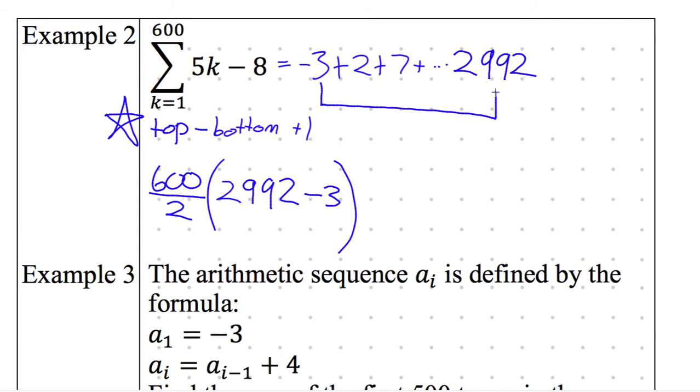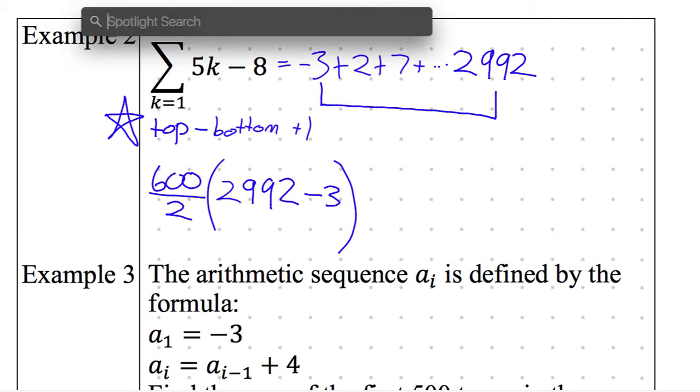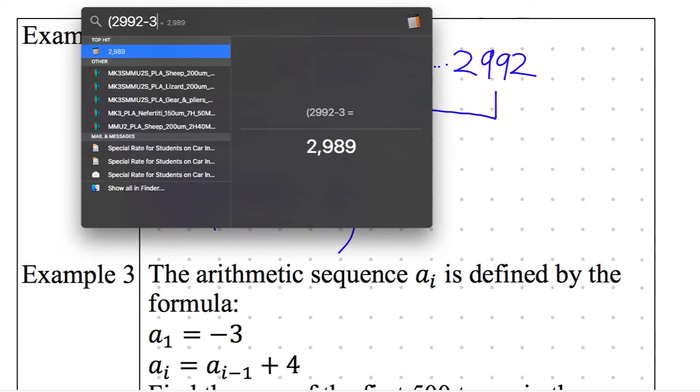So now we do this on our calculator and figure out what our answer is. So it's going to be 2,992 minus 3, which is 2,989. That's going to be multiplied by 300. And our answer is 896,700.